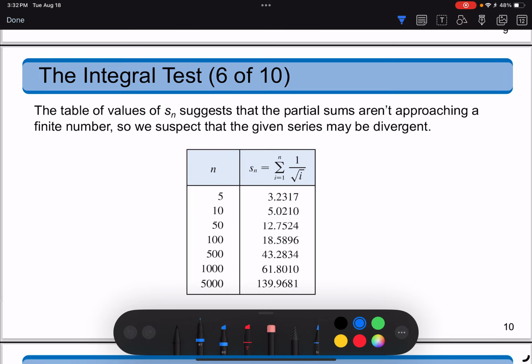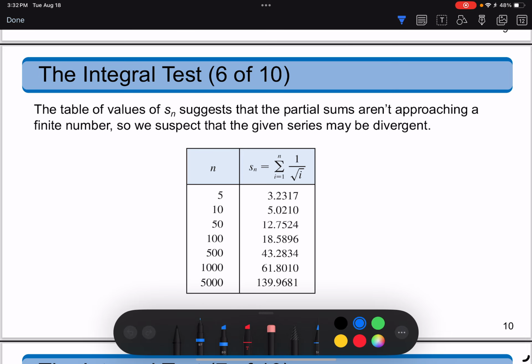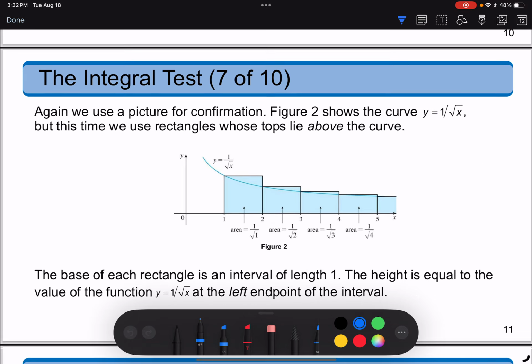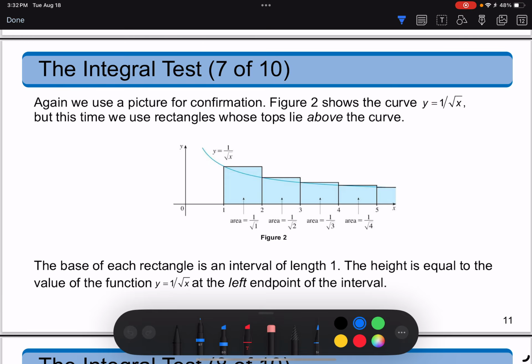If we use the same software to generate the partial sums, you can see that as you increase your n, the sum also increases. So the table of values of S sub n suggests that the partial sums aren't approaching a finite number. So we suspect that the given series may be divergent. So again, we use the picture for the confirmation.